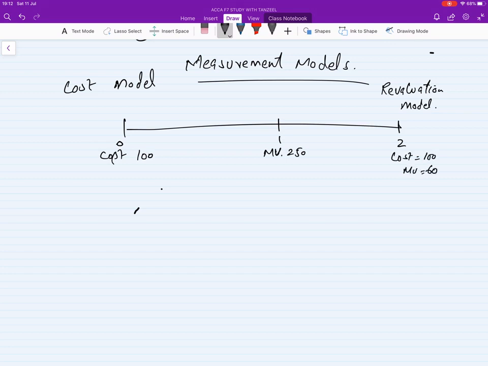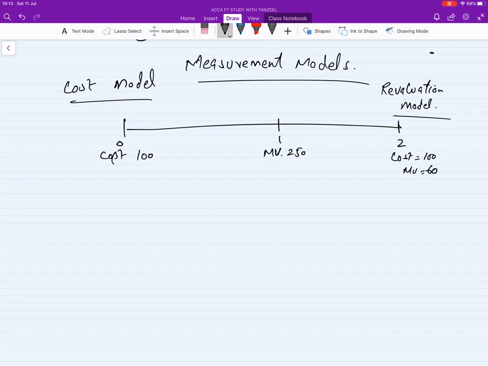Now we will discuss the measurement models. There are two different models: one is the cost model and one is the revaluation model. Either we can use a cost model for our property, plant and equipment, or we can use the revaluation model. Previously, before the standard, the director was doing this.